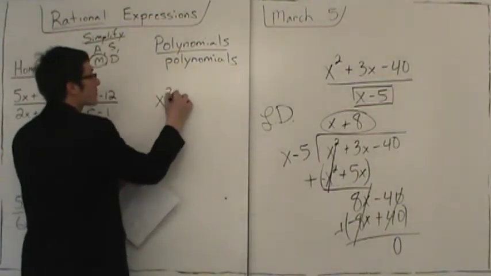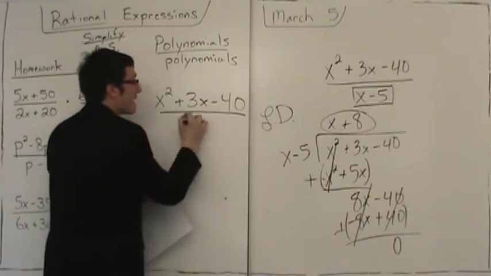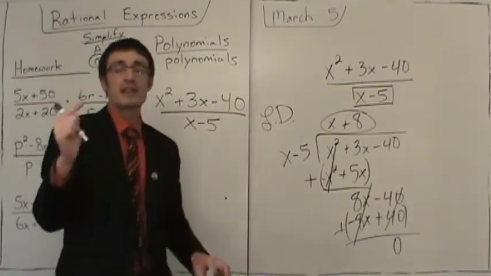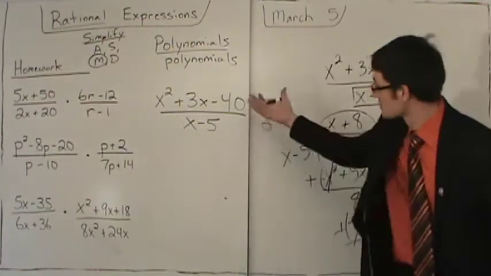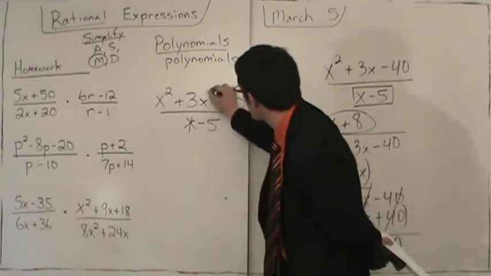So let me write it over here. If I write x squared plus 3x minus 40 over x minus 5, it would be very nice if we could just simply cancel something. So my question is, first, does the x cancel with the x?